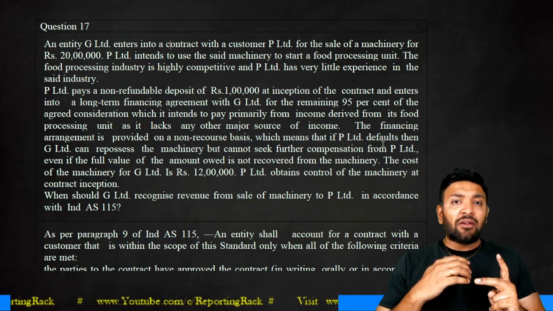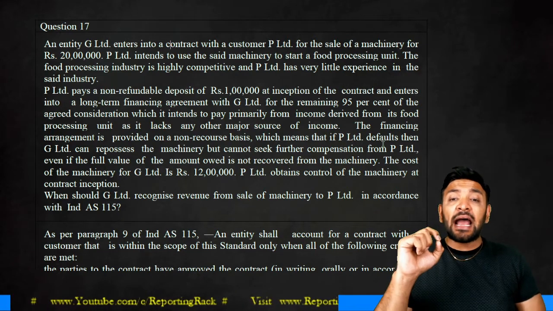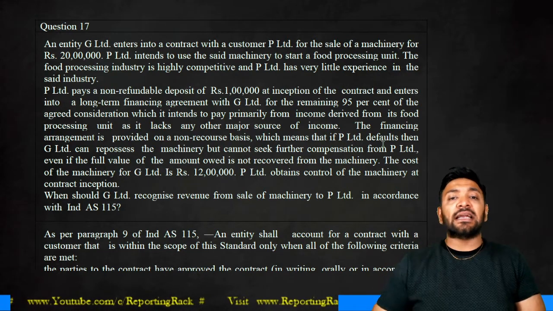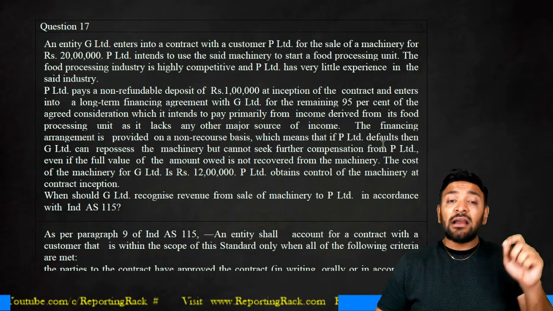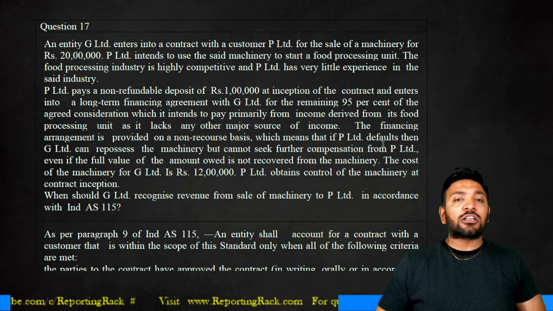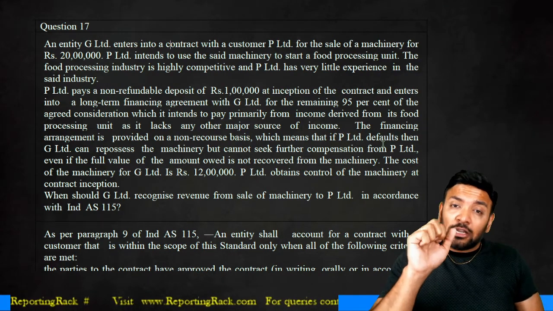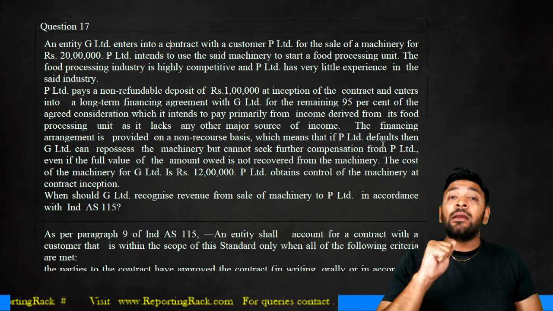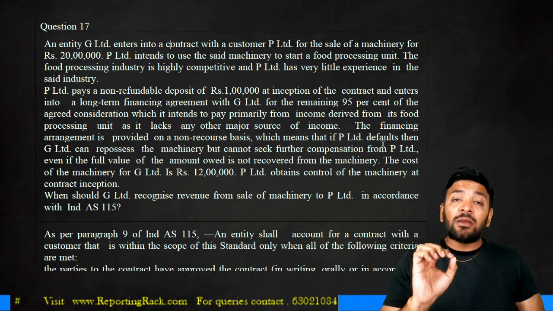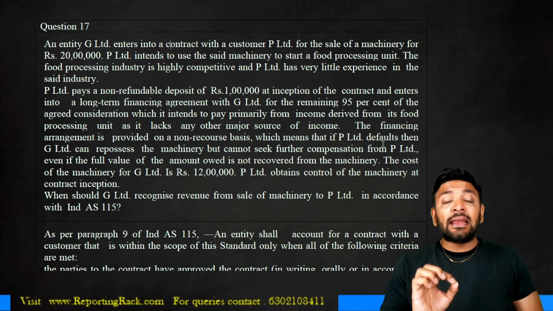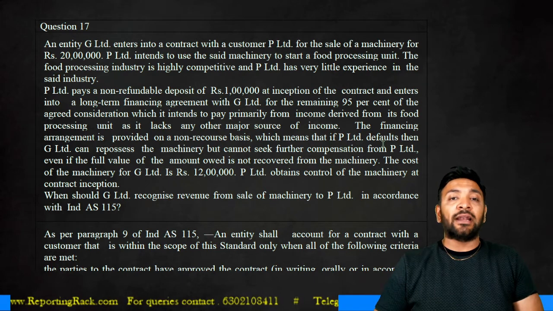Furthermore, corroborative evidence, if I have to add, I'll read the first paragraph, which says P has very little experience in the said industry. Furthermore, corroborative evidence I'll take on saying that it is on a non-recourse basis. That means if P Limited fails to pay the amount, G has a right to repossess the machinery but cannot seek P for any extra payment, even if the machinery was not sufficient to cover the amount outstanding from P Limited.